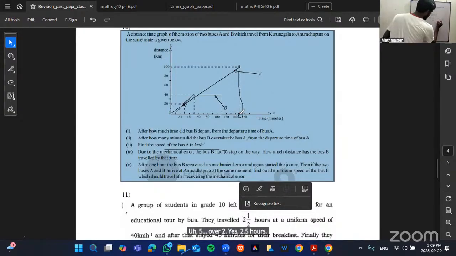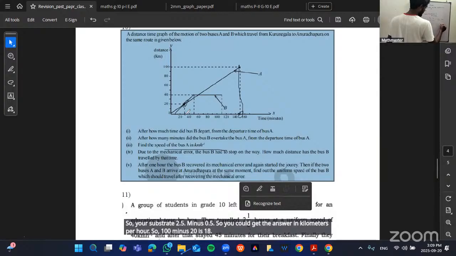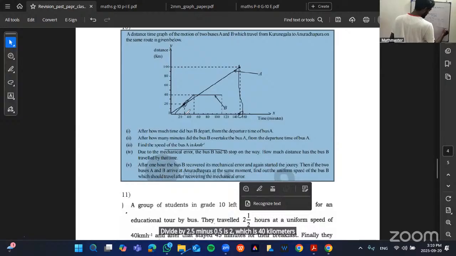Then 2.5 hours minus the next x value, which is this. So here the x value is 30. So 30 minutes means how many hours? You divide this by 60 minutes, so you can get it in hours. So 30 over 60 means 0.5 hours. So you subtract 2.5 minus 0.5, so you can get the answer in kilometers per hour. So 100 minus 20 is 80, divided by 2.5 minus 0.5, which is 2, which is 40 kilometers per hour.